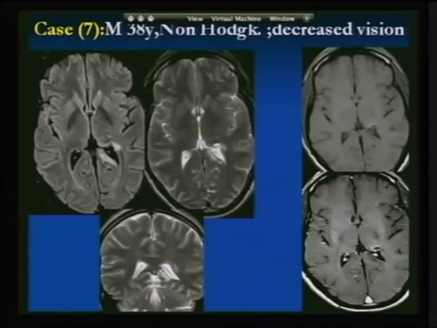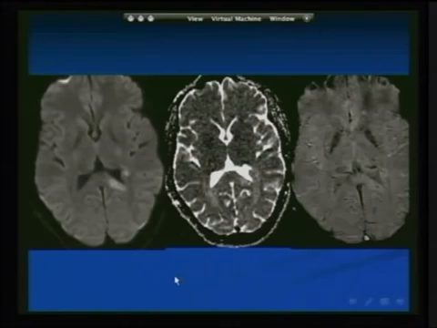Another patient, male, 30 years old, with non-Hodgkin lymphoma under treatment, now complaining of decreased vision. And we noticed this lesion along the left side of the splenium of the corpus callosum, along the periventricular peritrigonal area, hyper-intense, slightly hypo-intense on T1, exerting minimal mass effect, indenting the outer border of the ventricle. Not restricted on diffusion, no blooming.